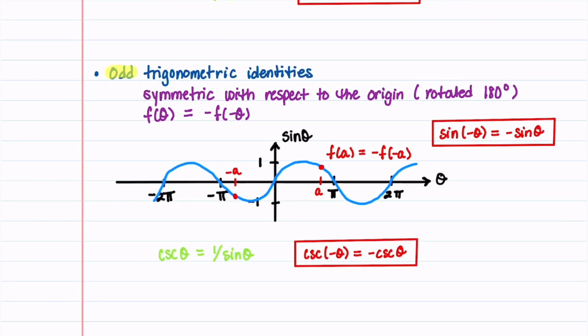Let's now look at our 4 odd trigonometric identities. The first 2 odd trigonometric identities are sine of minus theta is equal to minus sine of theta, and cosecant of minus theta is equal to minus cosecant of theta. The graph of sine theta is symmetric with respect to the origin or rotated 180 degrees about the origin. The graph on the right is rotated 180 degrees about the origin to get the graph on the left. Also, f of theta is equal to minus f of minus theta, so f of a is equal to minus f of minus a.